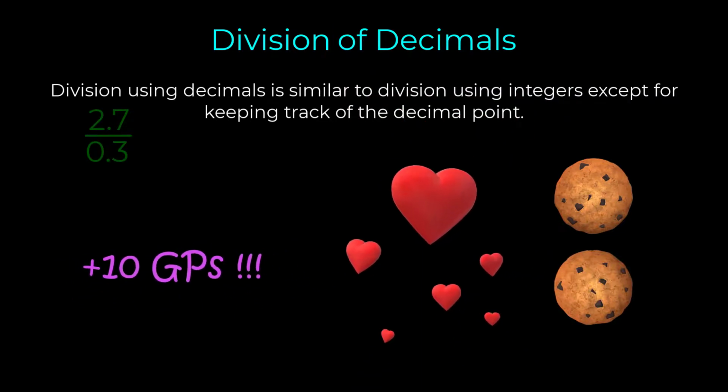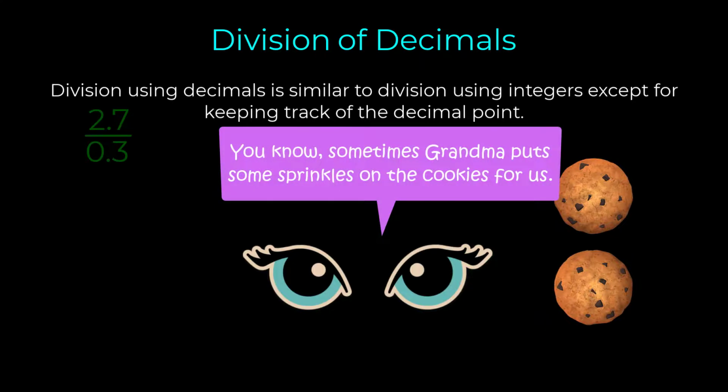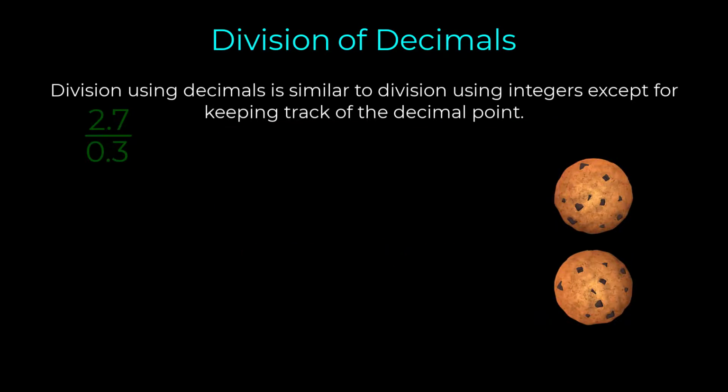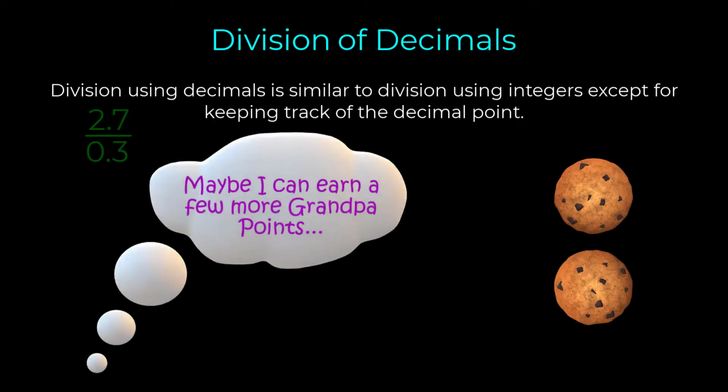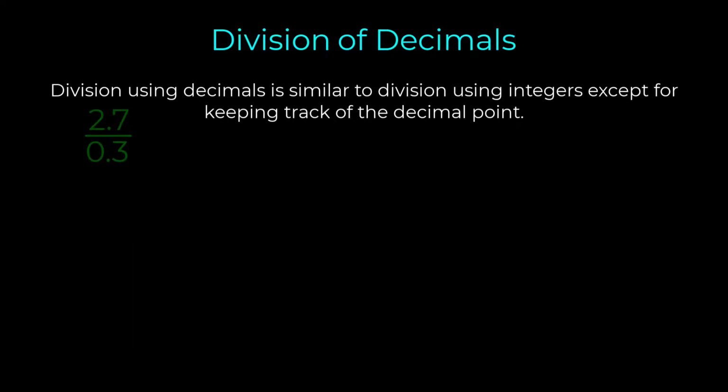But before my granddaughters eat their cookies, one of them looks at me with her big granddaughter eyes and says, "You know, sometimes Grandma puts some sprinkles on the cookies for us." I start to think, maybe I can earn a few more grandpa points, maybe get 12 or even 15 instead of just 10, if I put some sprinkles on the cookies. So I take the still warm cookies back to the kitchen and put on some sprinkles.